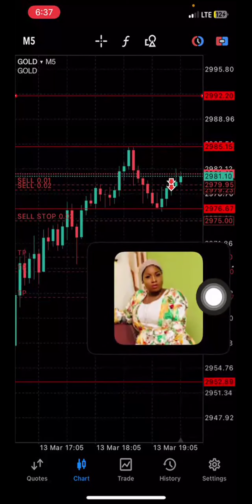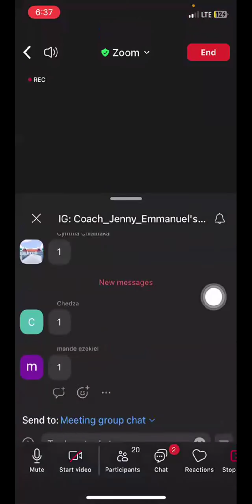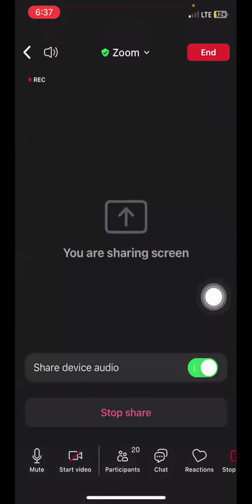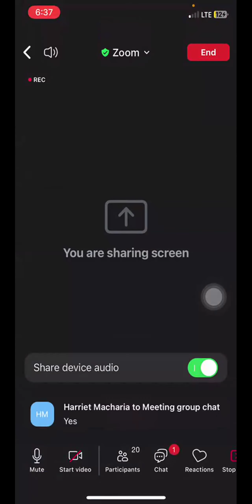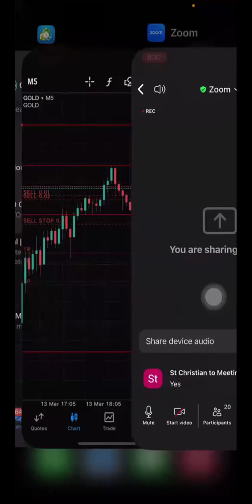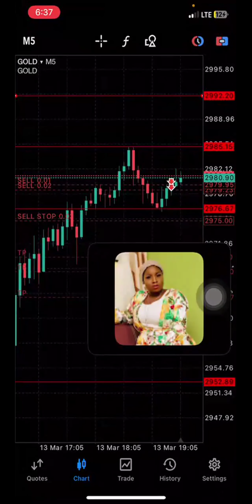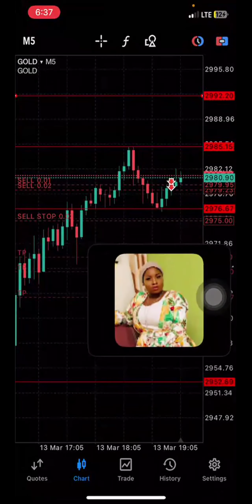Do you understand? Do you guys understand? If you understand, put yes in the chat box. If you understand that before you take a trade, you must understand the stop loss and the take profit when you're taking your trade. Do you understand? Very good. Right? So that's the lot size now we are talking about.